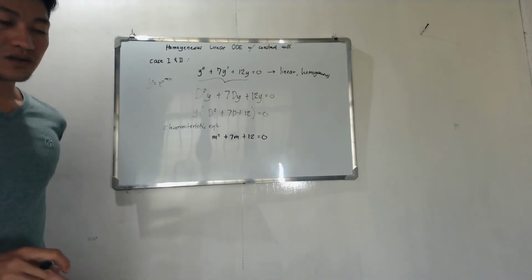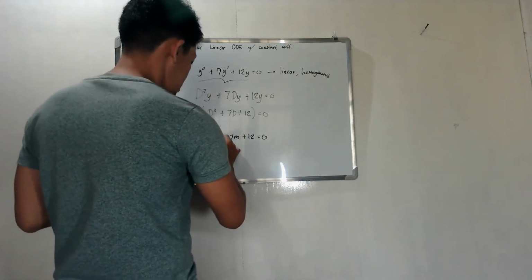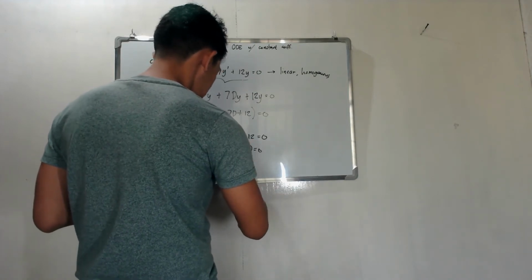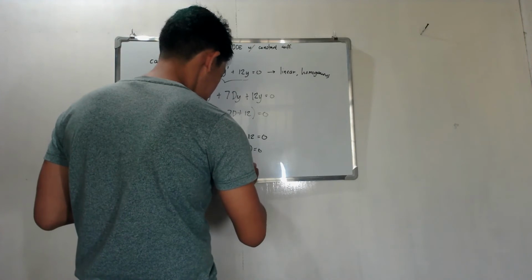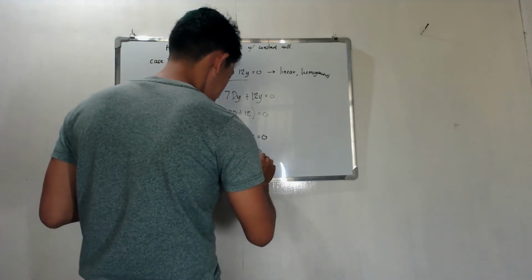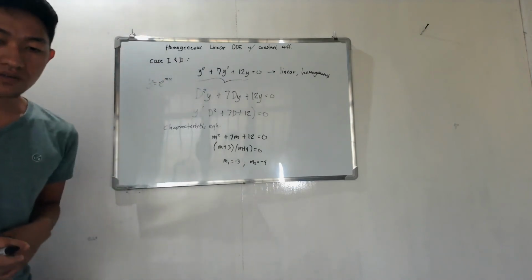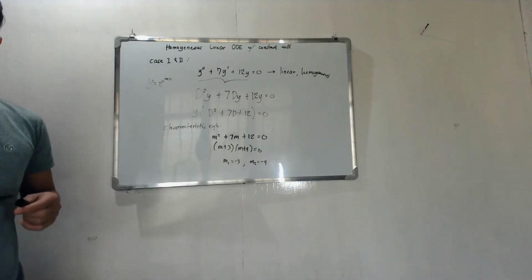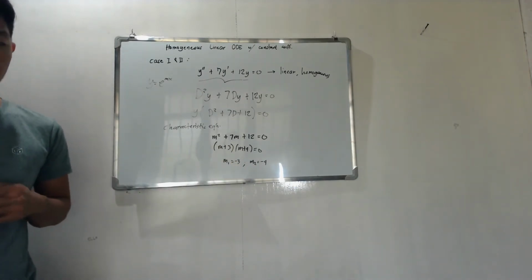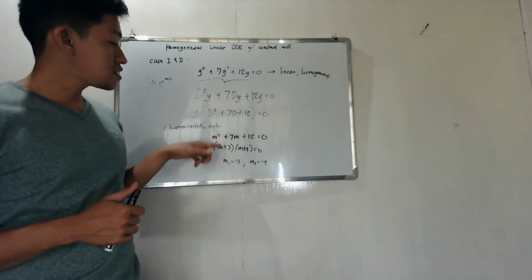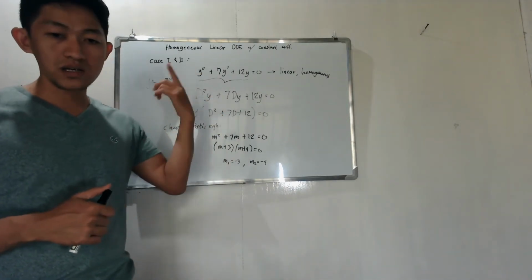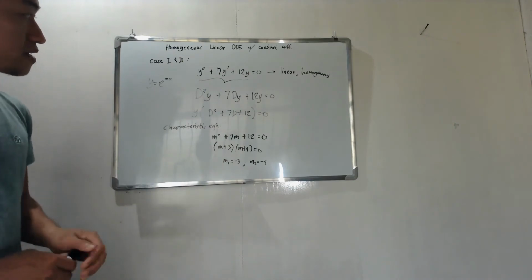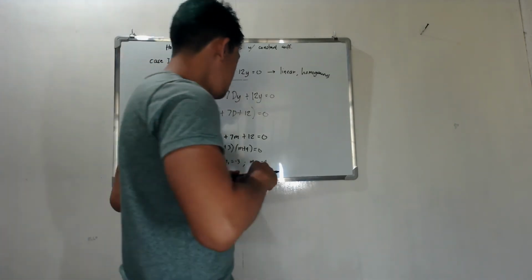Now you can apply quadratic formula or just factor this out. You will get m1 is equal to negative 3, m2 is equal to negative 4. You will get case 1 dahil you get two real numbers. Okay, so second order you will get 2 roots, third order you will get 3, and so on. Okay, so based on this one, we will now apply theorem number 2.